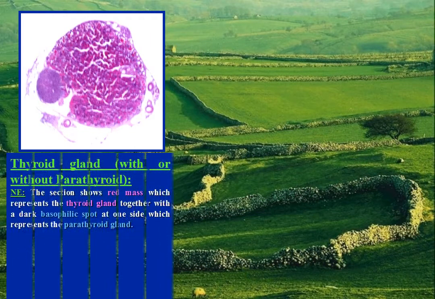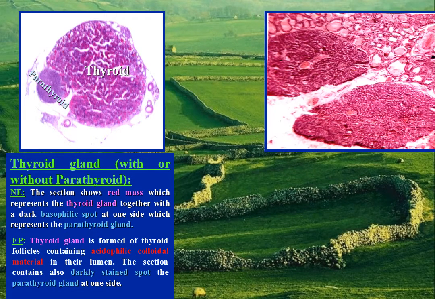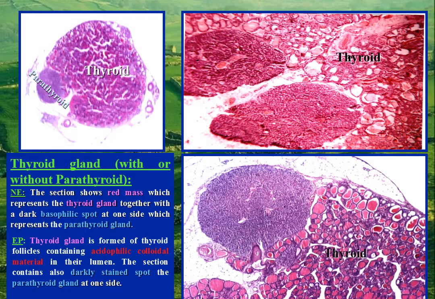Thyroid and parathyroid glands. By naked eye, the section shows red mass which represents the thyroid gland, together with a dark basophilic spot at one side which represents the parathyroid gland. By eyepiece, thyroid gland is formed of thyroid follicles containing acidophilic colloidal materials in their lumen. The section contains also darkly stained spot, the parathyroid gland, at one side.